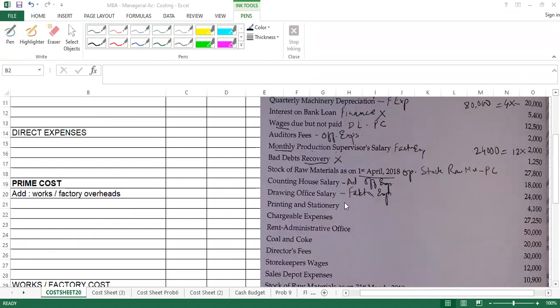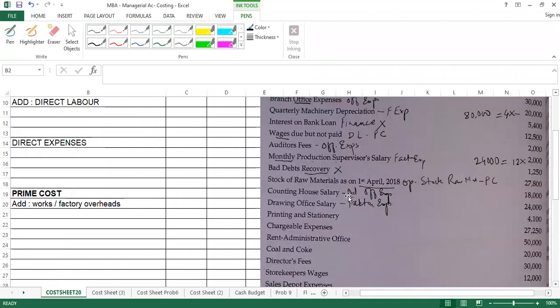Printing and stationery is office expenses. Who was that? Look, who was that now, fighting over an eraser? Sorry sir. What is your age? Huh? Tanvi? So printing and stationery is your office expenses. This will be admin or office expenses. Next.